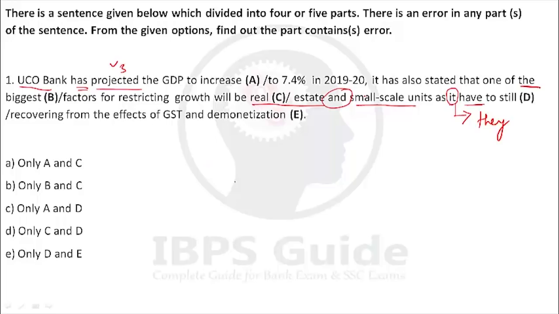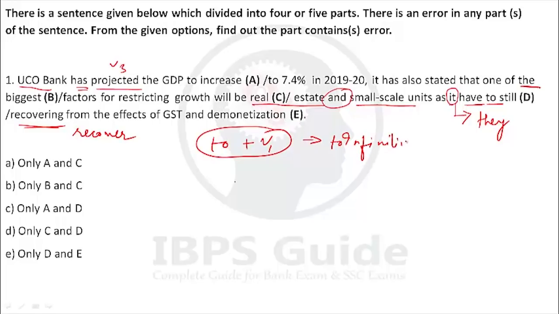Will be real estate and small scale units, as they have to still recovering from effects of GST and demonetization. Just follow, guys: when we use the preposition "to", we have to take the first form of the verb. So here it is "recovering". Recovering is the wrong option. We have to take "recover", because "to" is always followed by the first form of the verb, that is, the infinitive. Two infinitives. This is called two infinitives. So that's why the D portion is wrong as well as the E portion is also wrong.